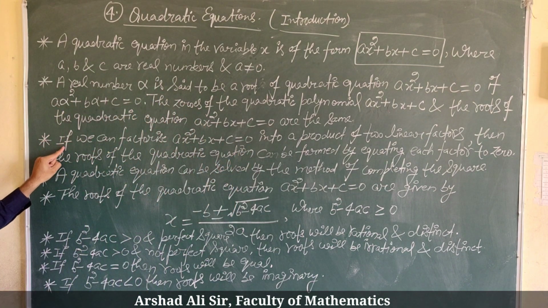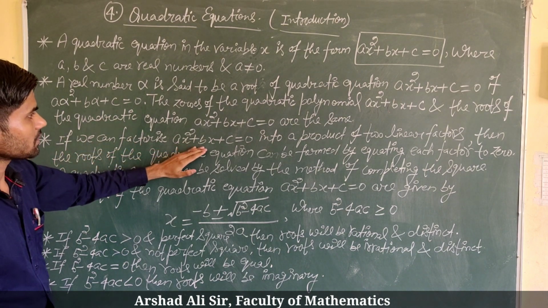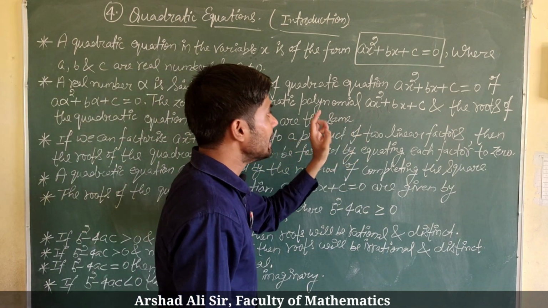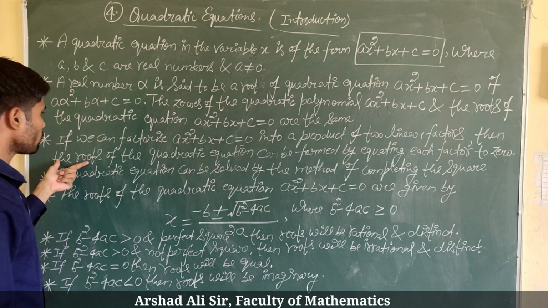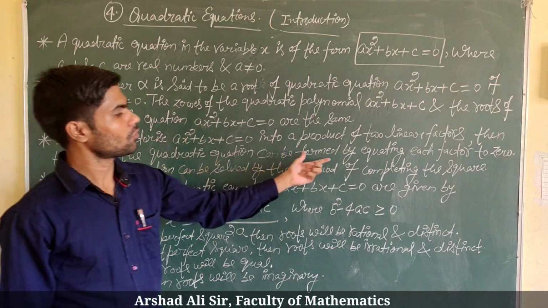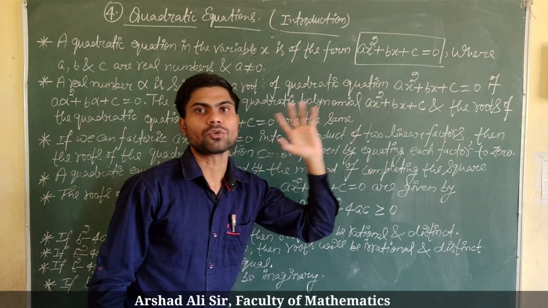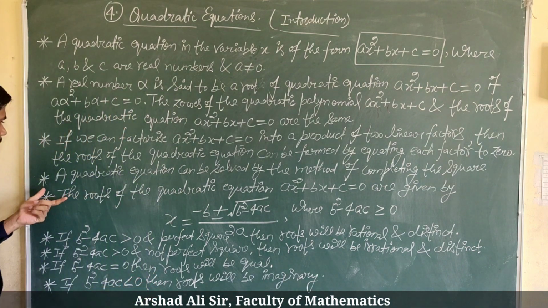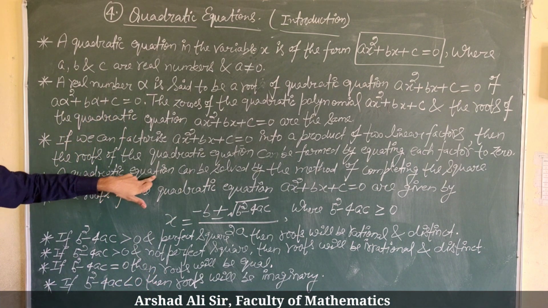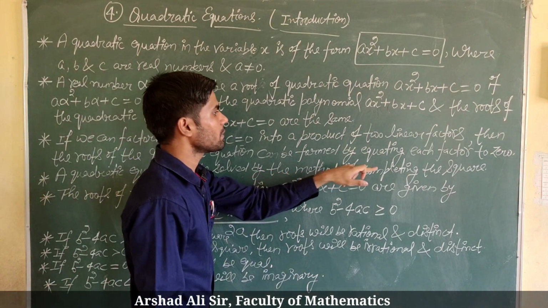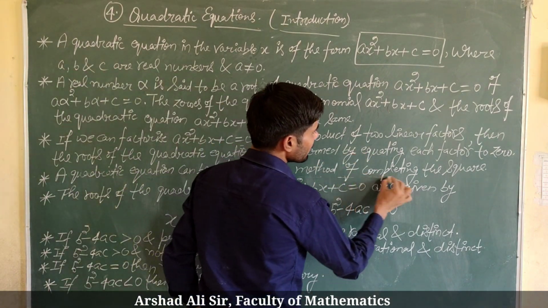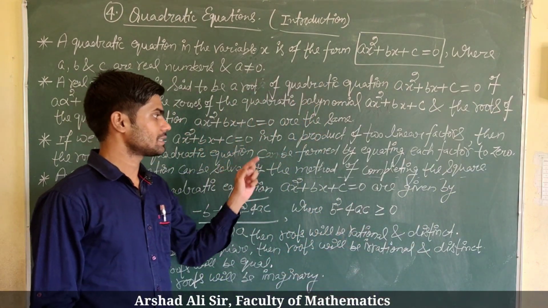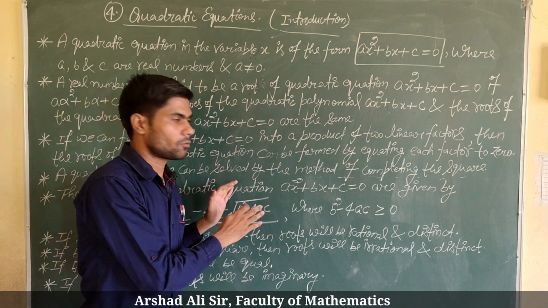Next point is, if we can factorize ax square plus bx plus c into a product of two linear factors, then the roots of the quadratic equation can be found by equating each factor to 0. Means we have to equate each linear factor to 0. Now the next point is, a quadratic equation can be solved by the method of completing the square. What is the method of completing the square? We will discuss this method after reading out all the points.